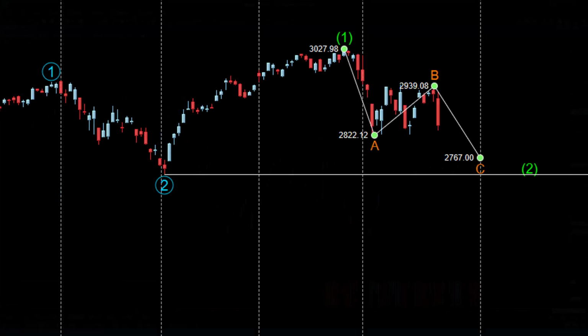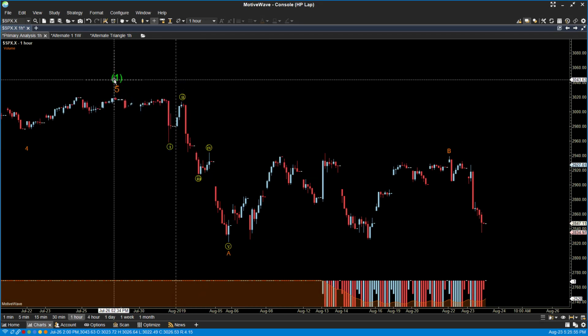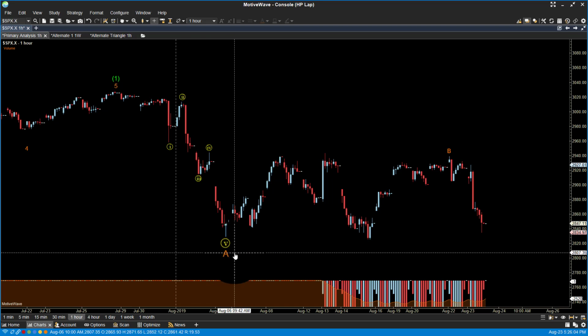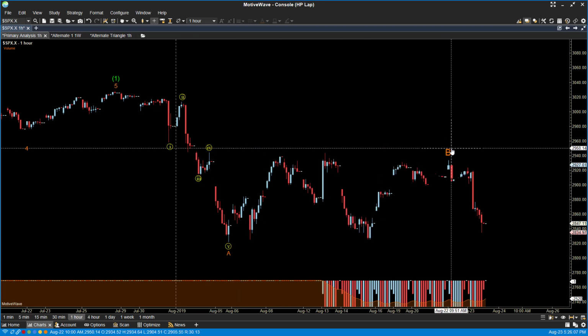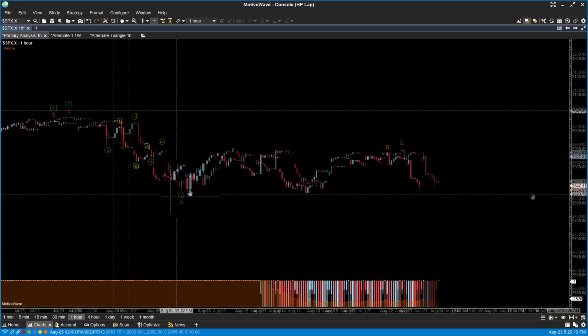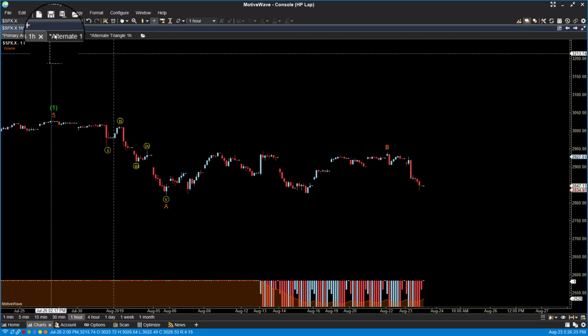Let's take a closer look. This is very difficult to count. If that was wave 1, is this the end of wave 2, or is this just an A wave? And somehow, some way, this is the B wave, and we're waiting for the C wave down here. But to me, this looks kind of bearish. So let's look at the bearish count.